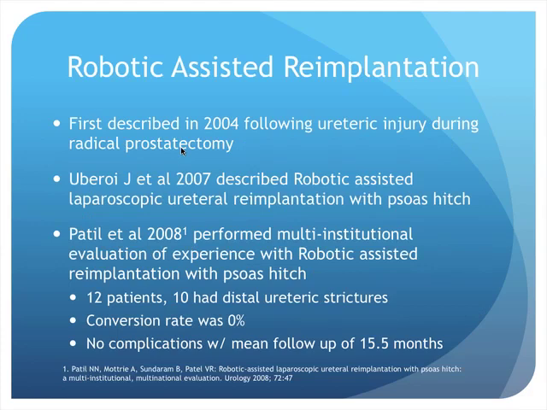So finally, robotic assisted reimplantation has been described, first in 2004 for ureteric injury following a radical prostatectomy, and then was described again in 2007. The largest series, which includes 12 patients, and this was performed in 2008, is a multi-institutional, multinational study for patients with ureteric strictures. 10 of them were distal. Again, the conversion rate was 0%, and there were no complications with a mean follow-up of 15.5 months.